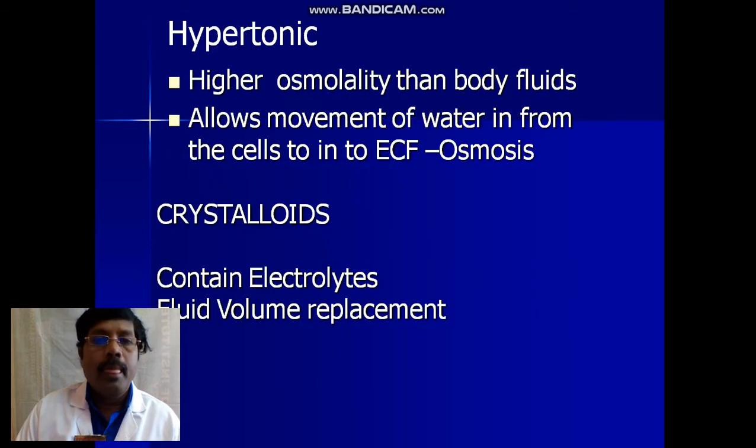All right. Next is the hypertonic solution. This has a higher osmolality than body fluid and allows movement of water from cells to extracellular fluids. The hypertonic solutions are, for example, 5% dextrose and ringer lactate. Next is the crystalloids. For example, Hemaxil is a crystalloid, containing many electrolytes at plasma level. So this increases the fluid volume and replaces the fluid volume.